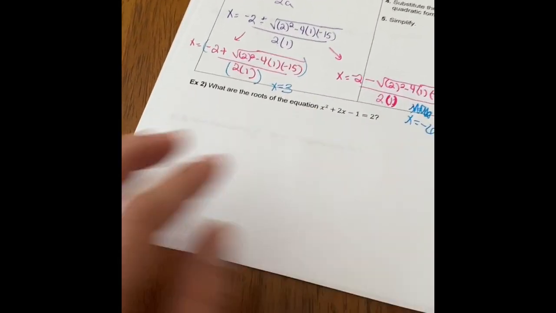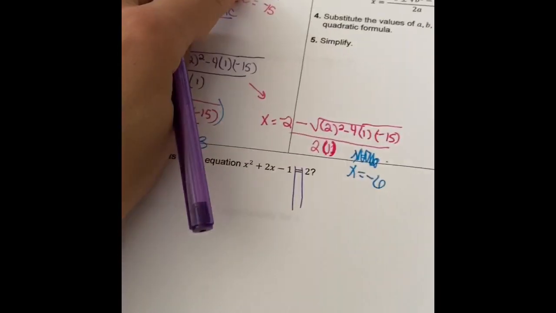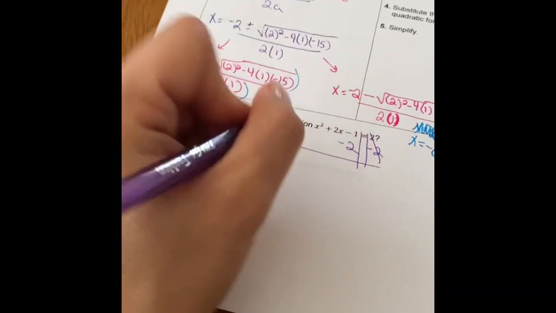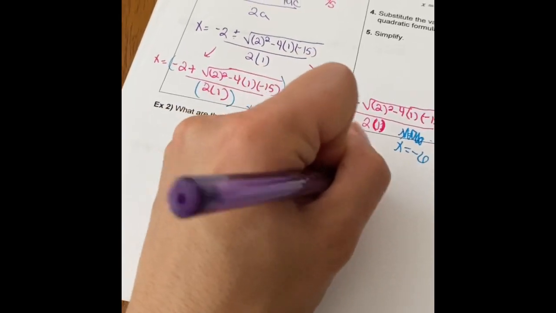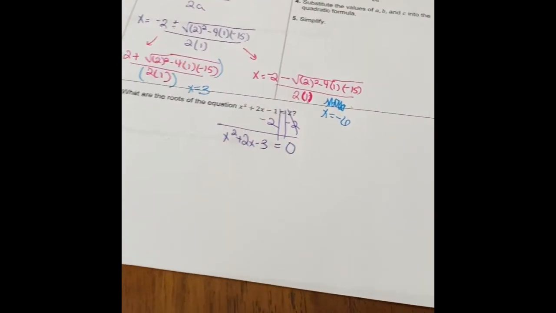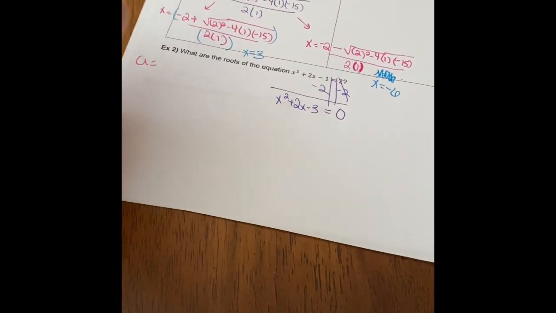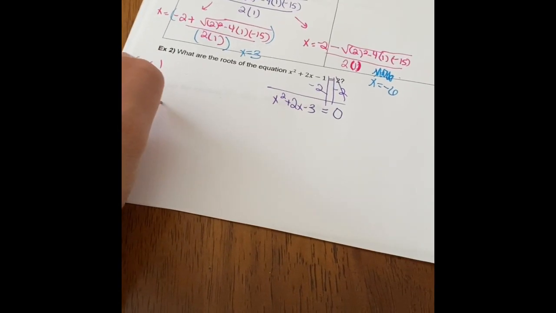So for me to do this, I have to get that 2 over to the other side. We want it to be equal to 0, just like in our example. So I have to do -2, -2. So I'm going to have x squared plus 2x minus 3 equals 0. Okay, now we have to figure out our A, our B, and our C. A equals 1, B equals 2, C equals -3.